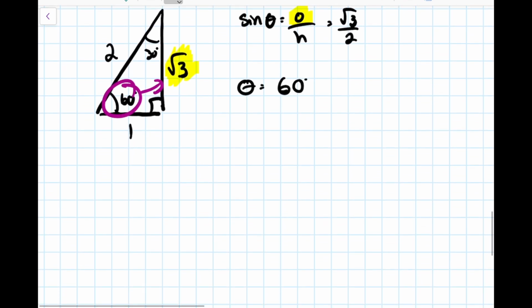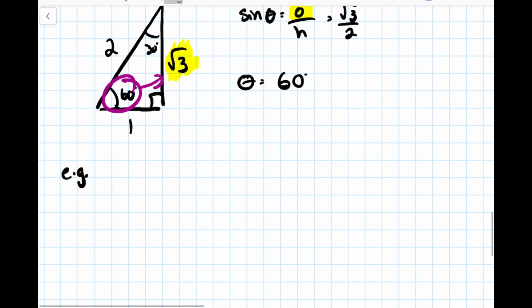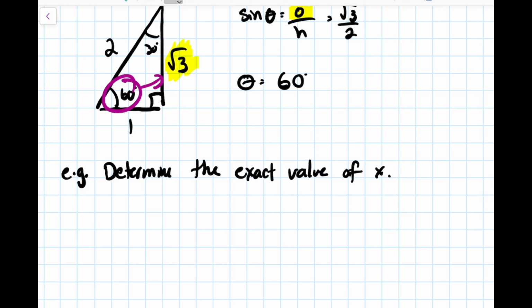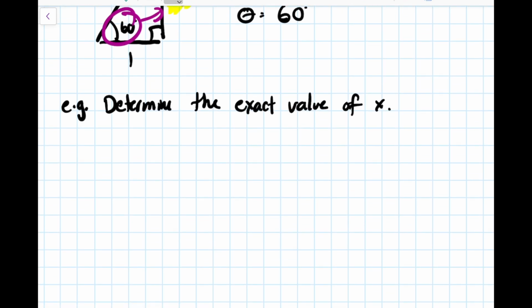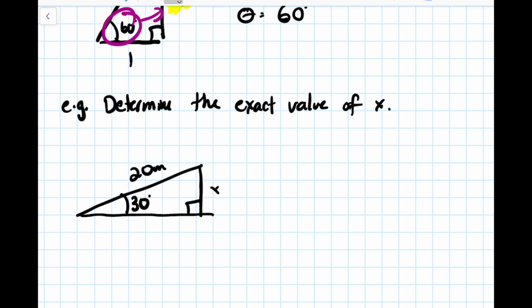We can also use this to calculate some exact values for lengths. So let's say we wanted to find the exact value of the length of the side of a triangle. So we'll have a triangle, looks something like this. And so this is 30, that's 20 meters, and this is x.